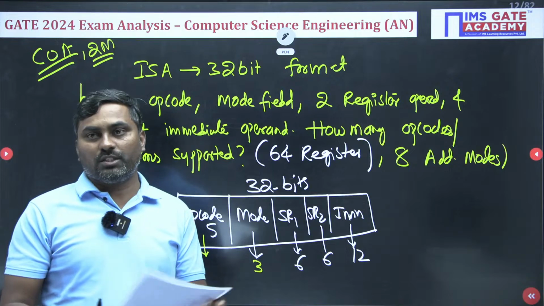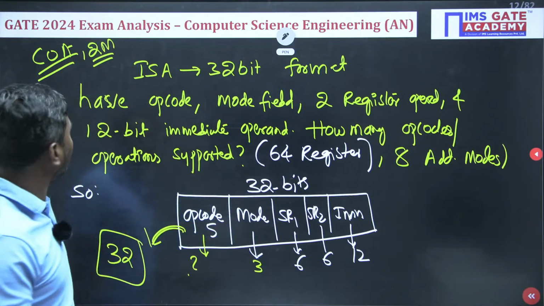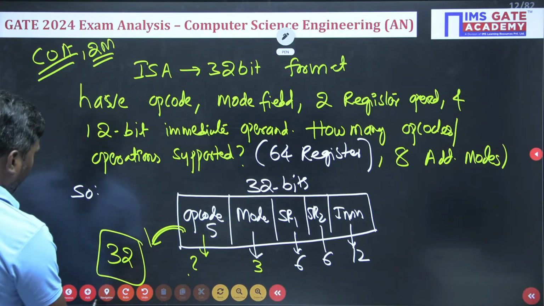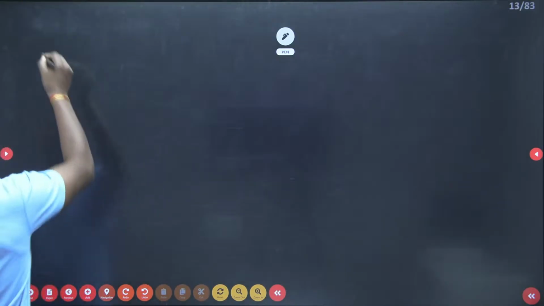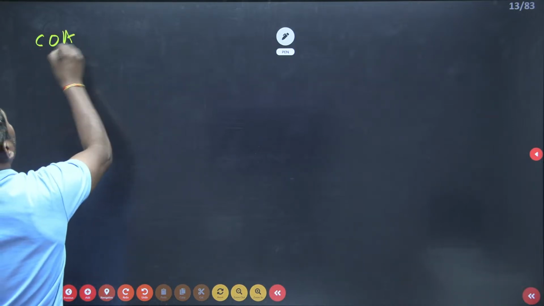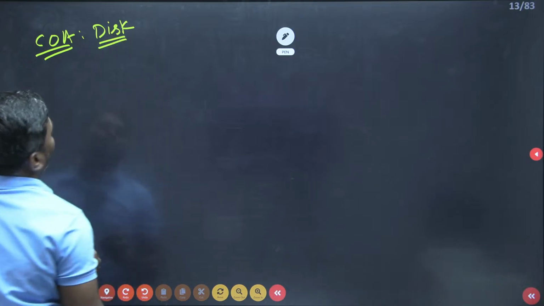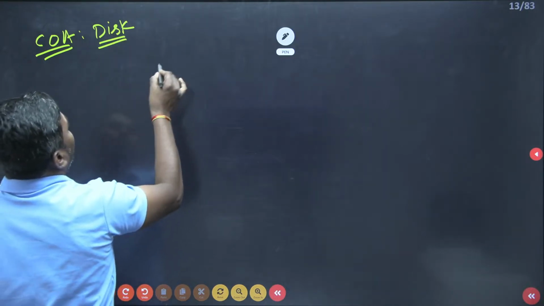So one more question is given like this. One more question is given from COA only. From COA. So let me take the COA question. COA, from disk problem, from magnetic disk problem. They have given a few parameters.